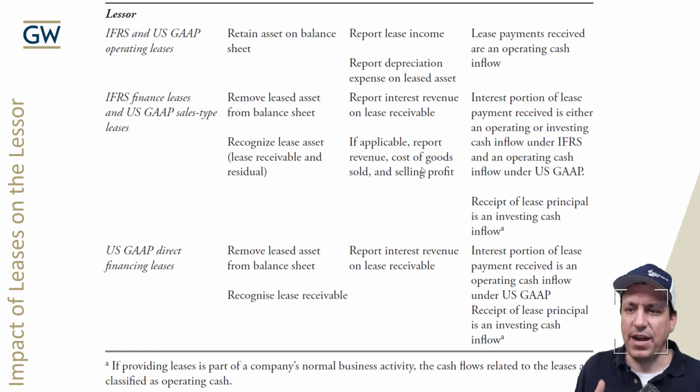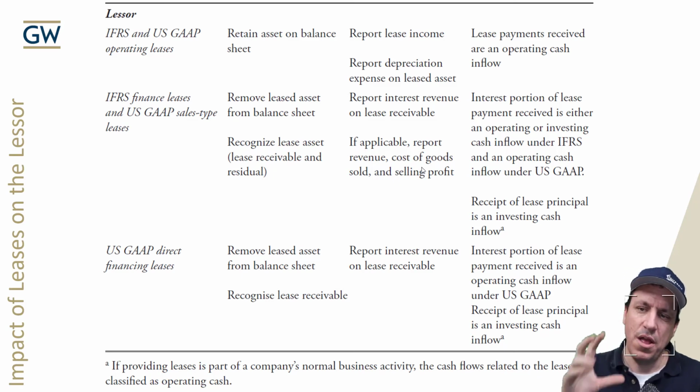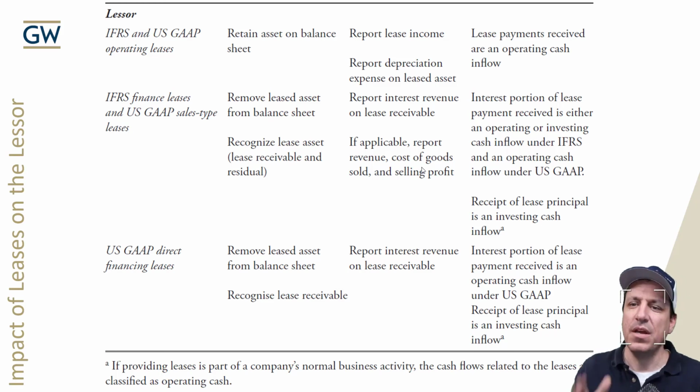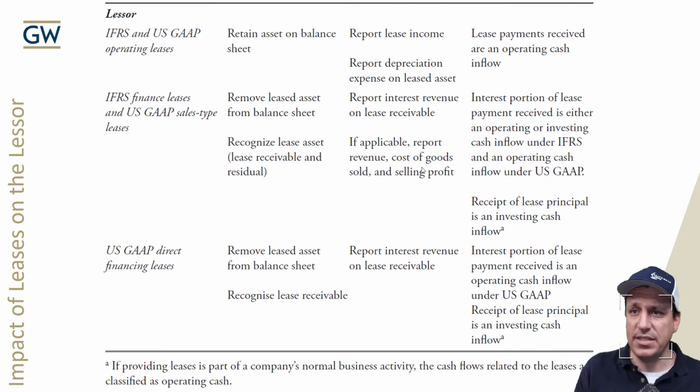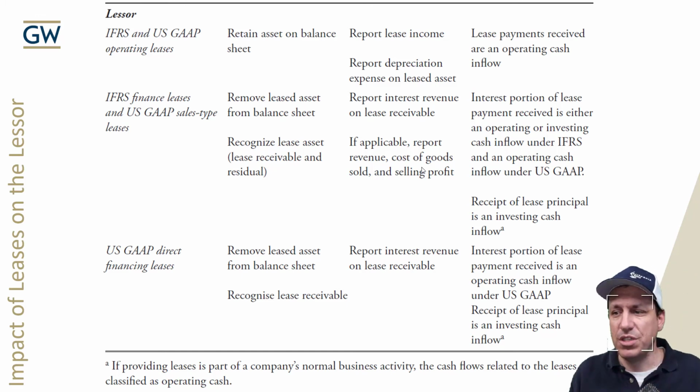US GAAP direct financing leases. All right, so this is the one that's very unique to the US. This is when they have this subcategory where they say in the United States, you know what, you're acting like a bank. So under US GAAP direct financing leases, on the balance sheet, you remove the lease asset just like you do on the IFRS finance leases and US GAAP sales type leases. You're going to remove the asset from the balance sheet. You're going to recognize the lease receivable.